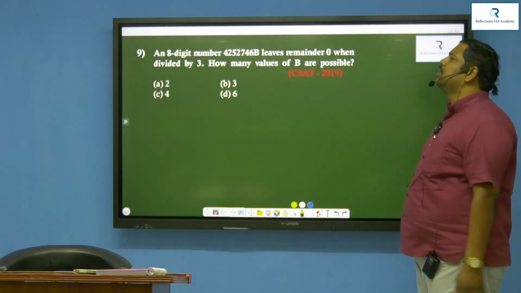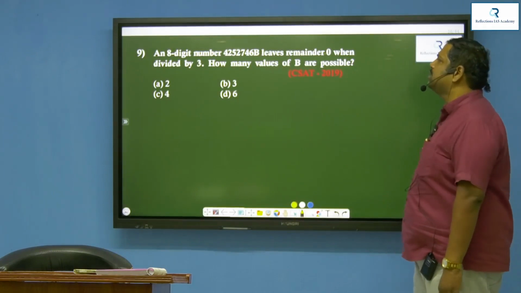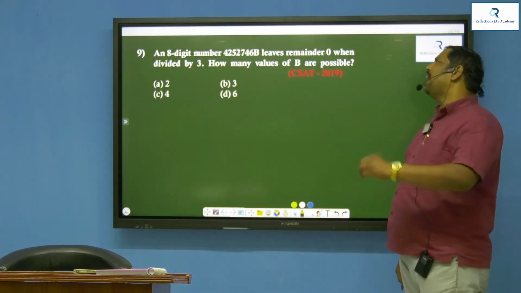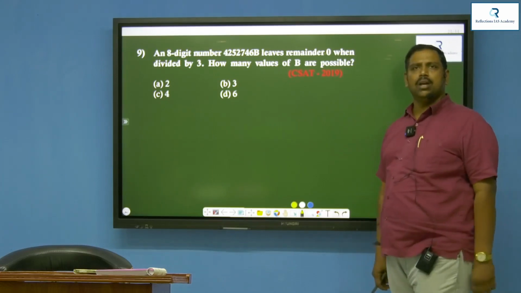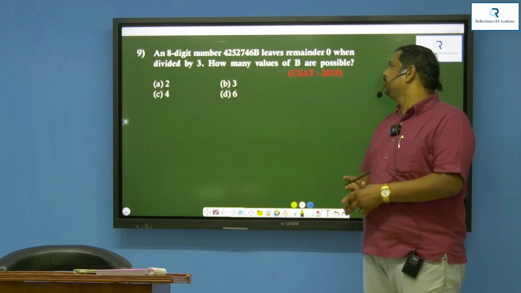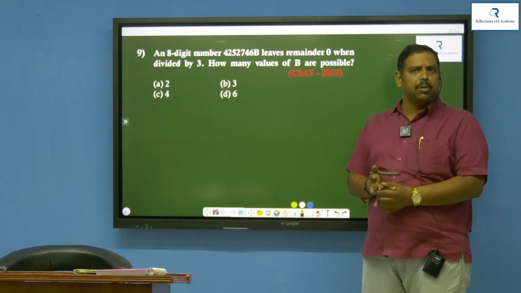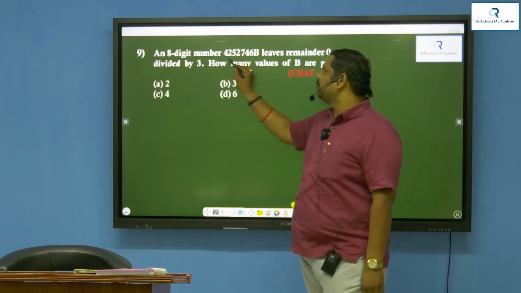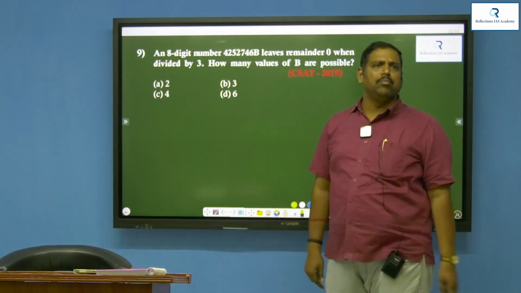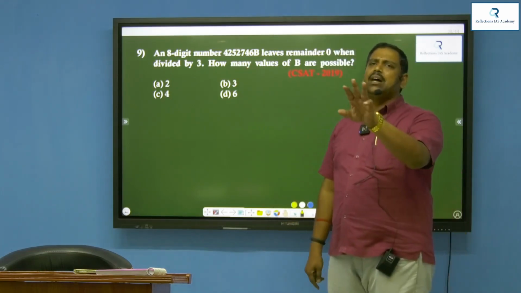An 8-digit number 42527466B leaves a remainder 0 when divided by 3. How many values of B are possible? What is the divisibility rule of 3? Sum of digits should be divisible by 3. Here, if you want to do it in the simplest manner, where you find 3 or 3 multiples, rule them out.